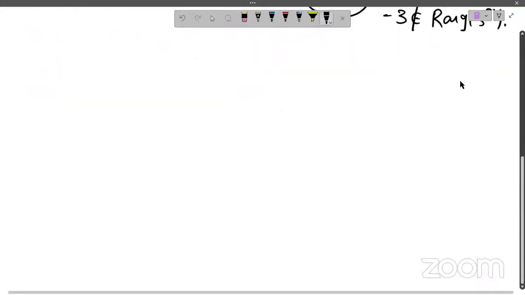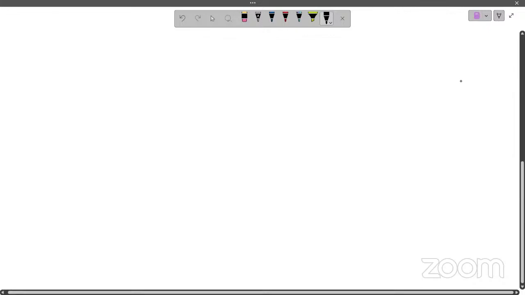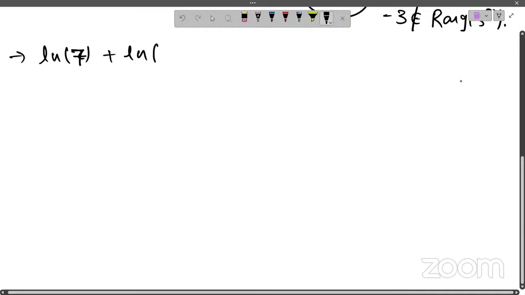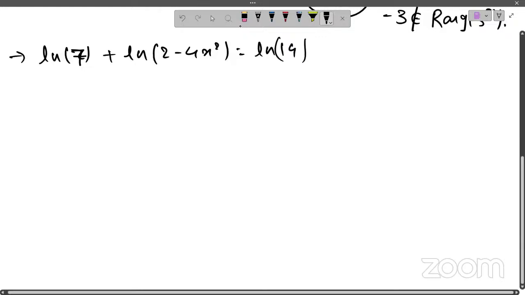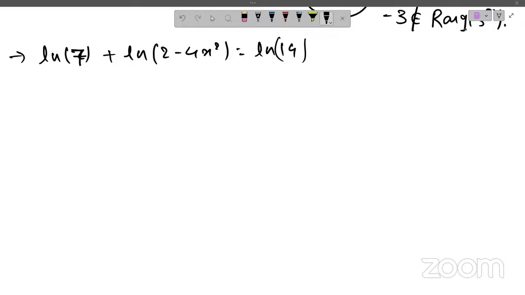So what is the question? ln of 7 plus ln of 2 minus 4x square is equal to ln of 14. Yeah, ma'am. Okay, fine.